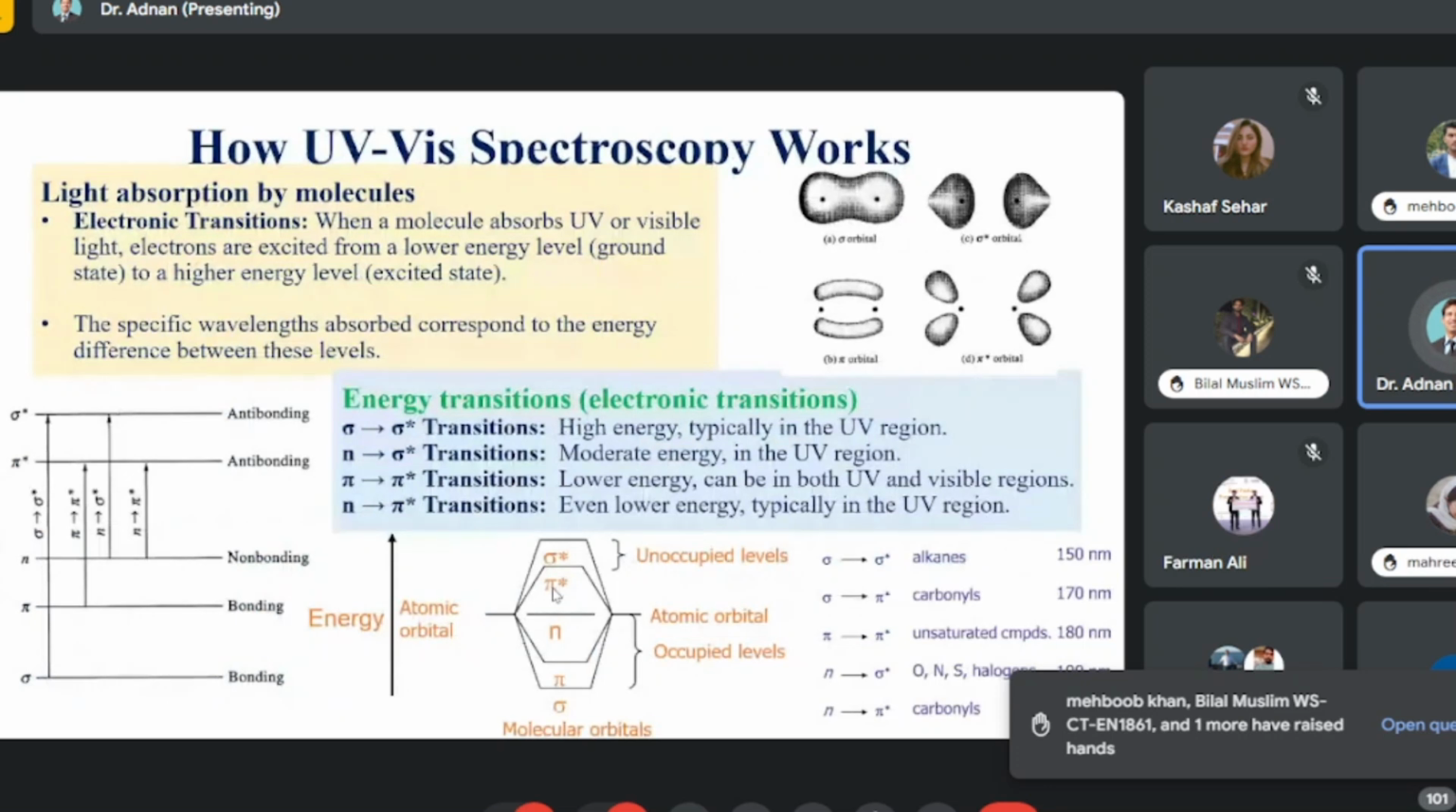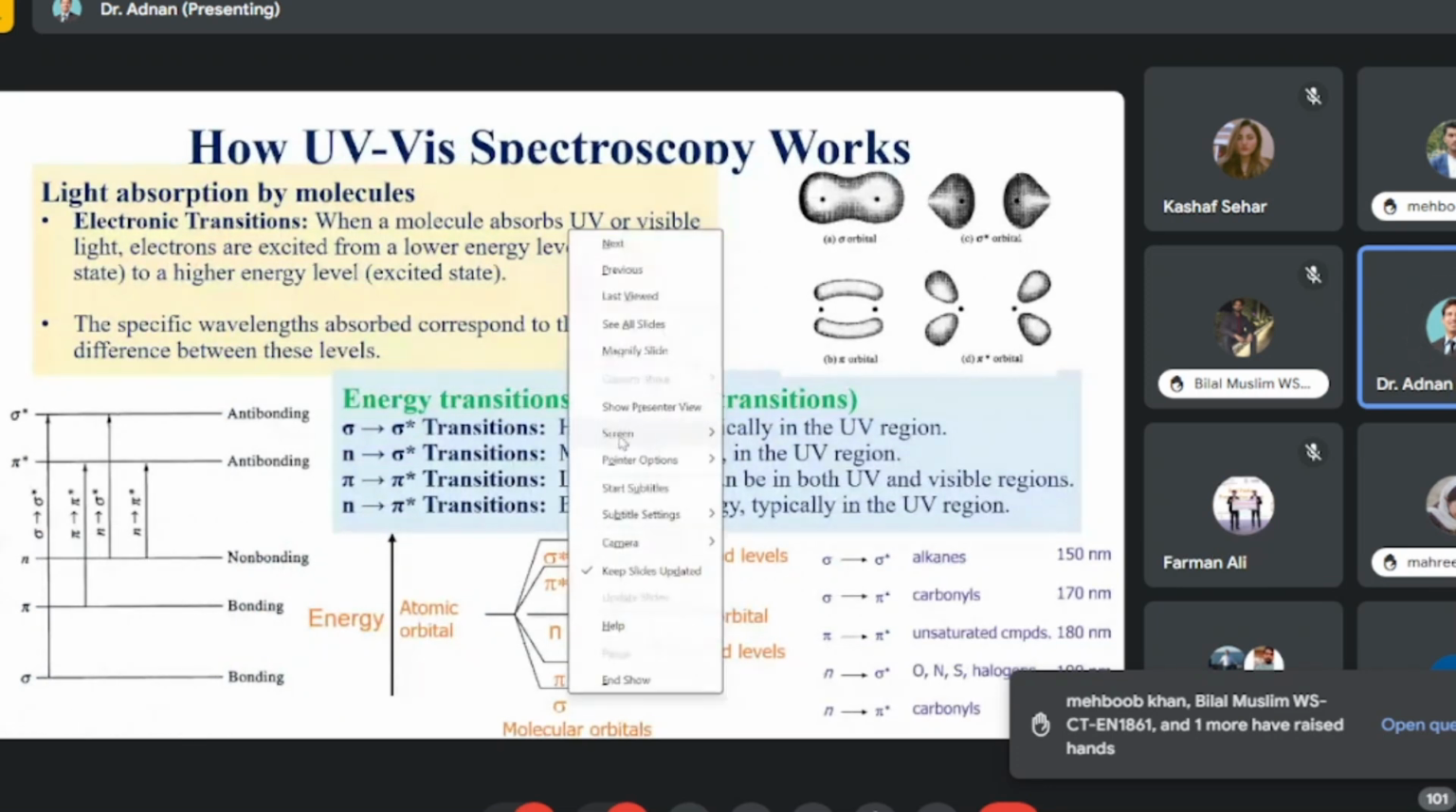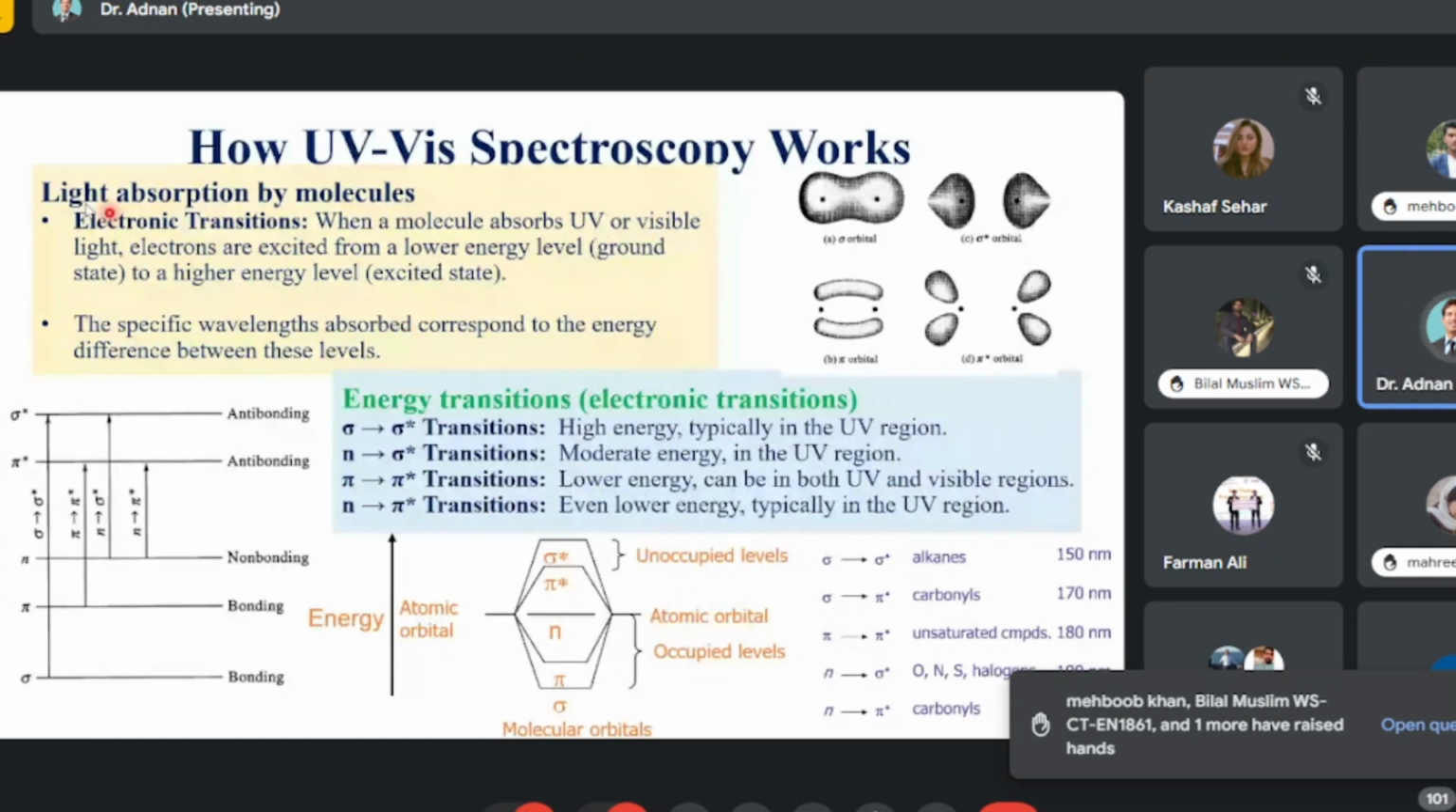I have to tell you how it works. I have to bring a laser pointer here. Okay. Light absorption by molecules takes place when an electron jumps from one energy level to another energy level, from ground state to excited state. The specific wavelength absorbed corresponds to the energy difference between these levels.